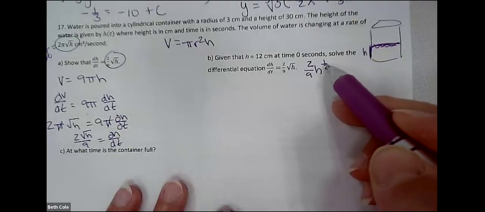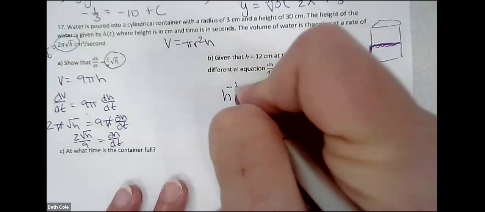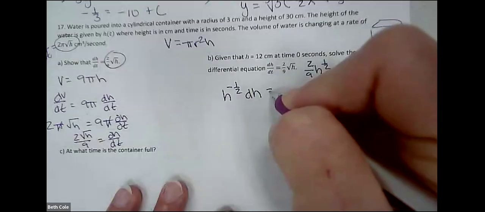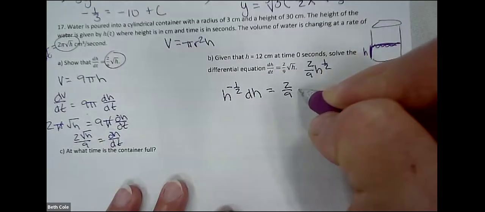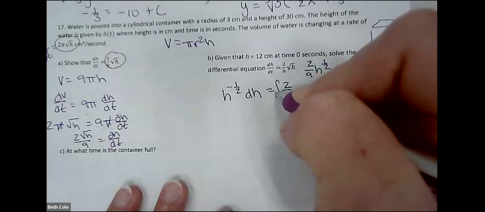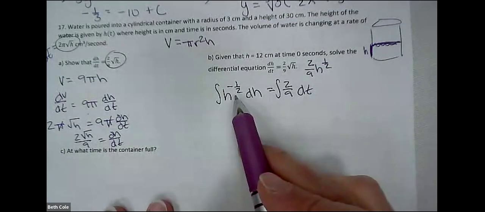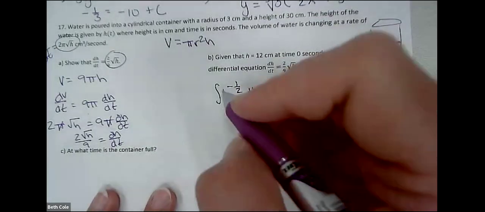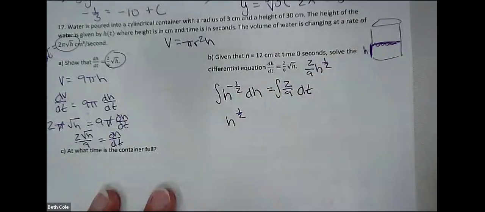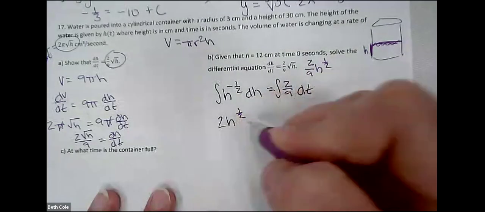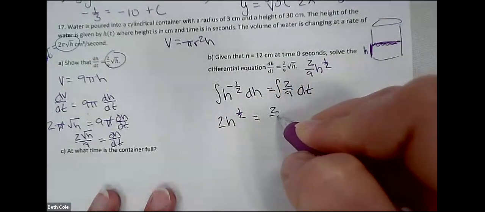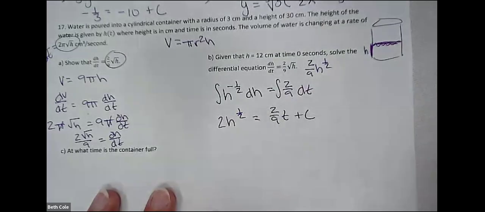First thing you want to do is divide that to the other side. So when you bring it over, it's going to be negative 1/2. And then on this side, you have 2/9 dt. Now, the nice thing about that is when you add 1, it's going to become positive 1/2. So it's not negative anymore. And we need a 2 out front. This side will be 2/9 t plus c.